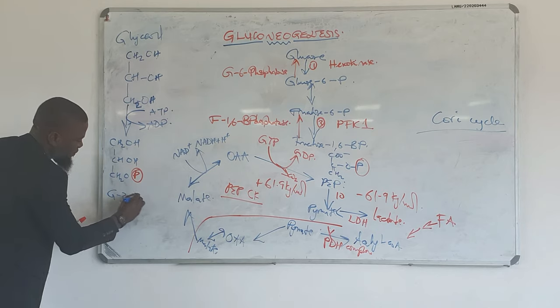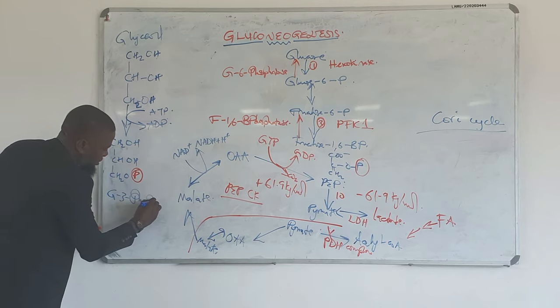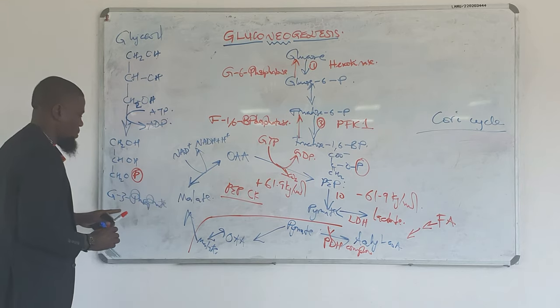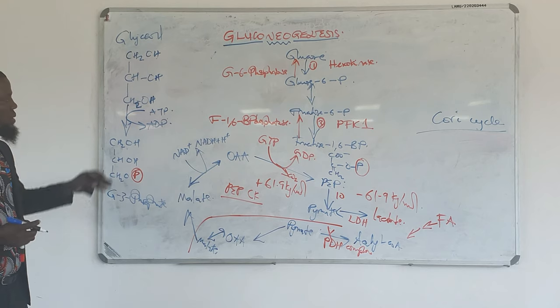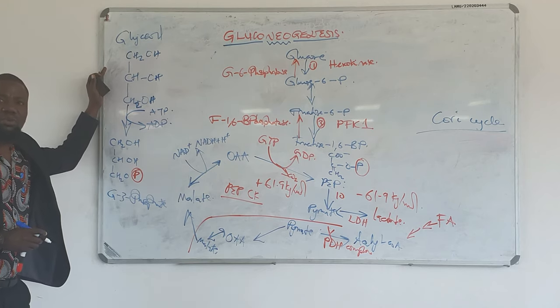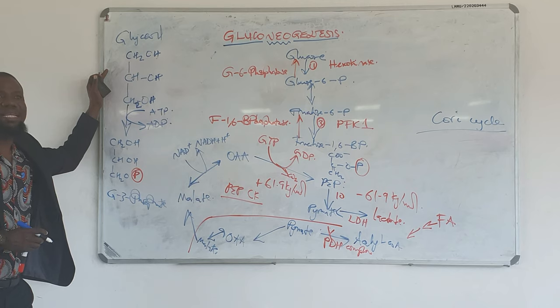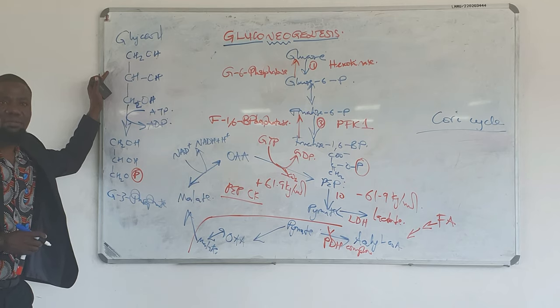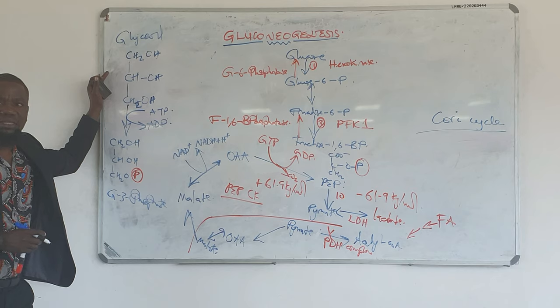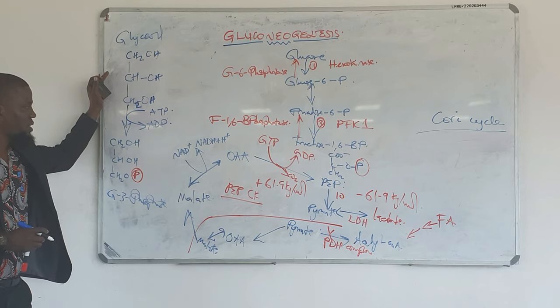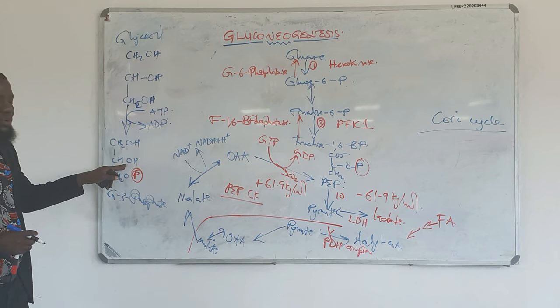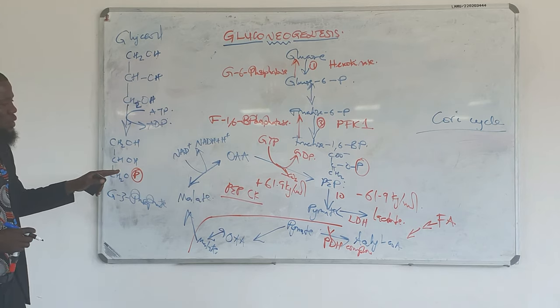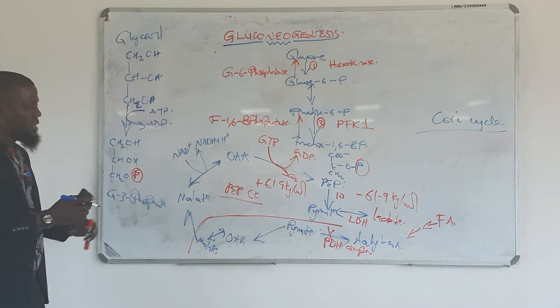Glycerol 3 phosphate. The enzyme is called glycerol 3 phosphate kinase. And this enzyme is just found in the liver, it's not found in the adipocytes. The next thing is that this glycerol 3 phosphate would undergo an oxidation reaction.